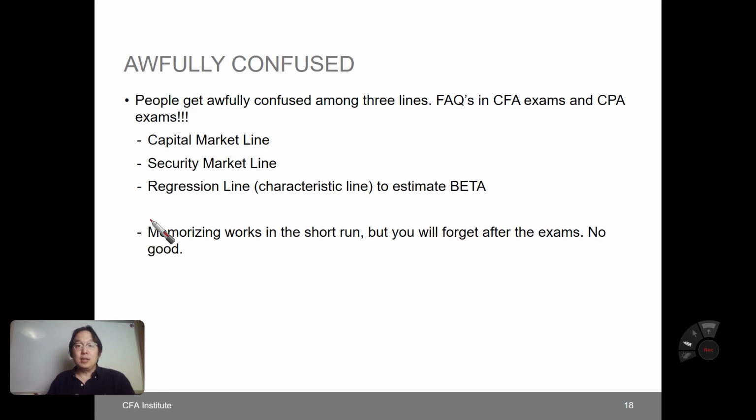Now, memorizing works in the short run, for example, in your CFA exams and things like that, but you will forget after the exams very quickly. But I want you to remember these things for a longer period of your life, so that it will be helpful for you. For that, we need to go through this characteristic line. How to estimate beta using the historical stock return data is something we're going to talk about from now on.